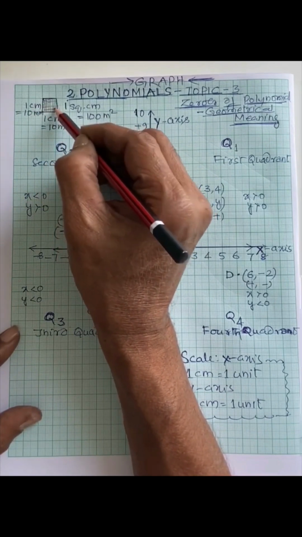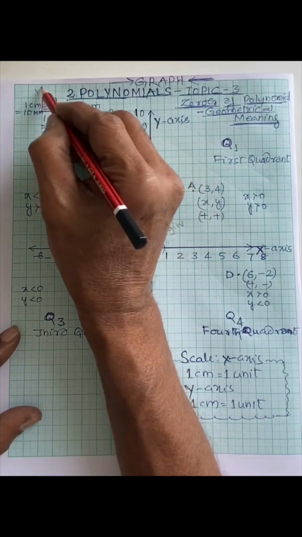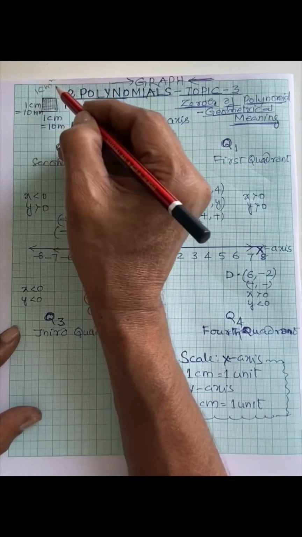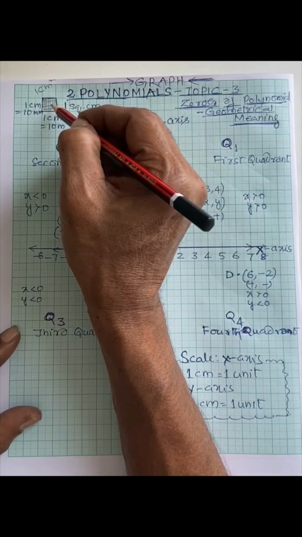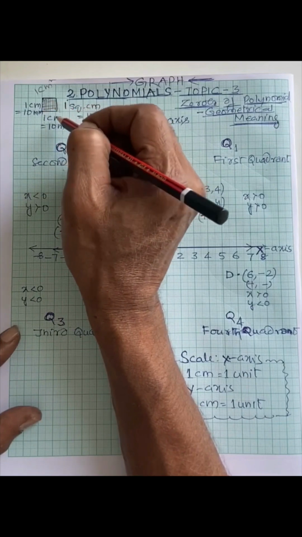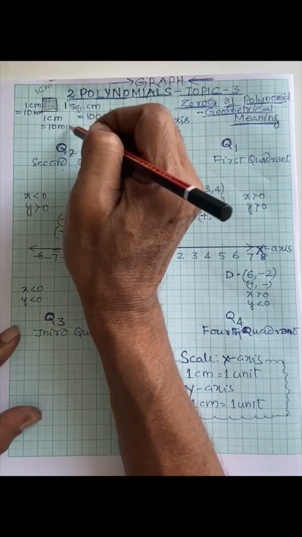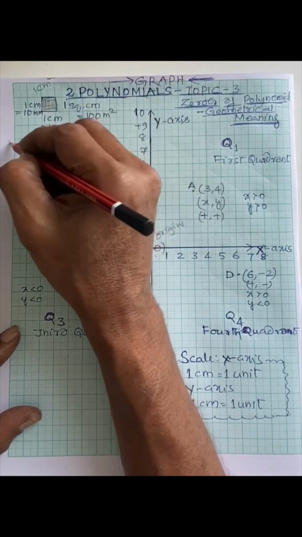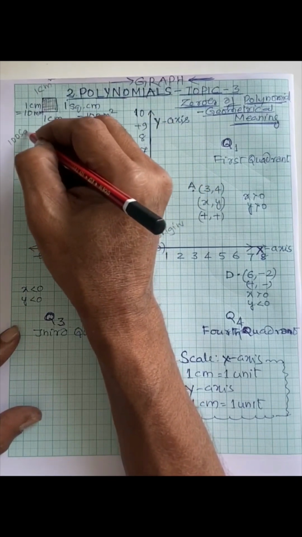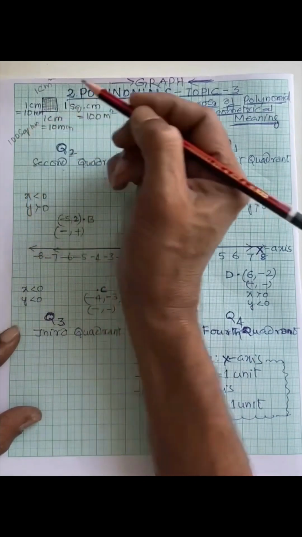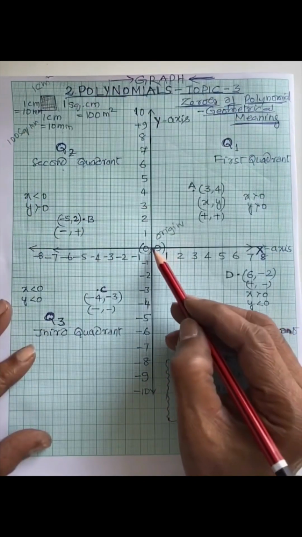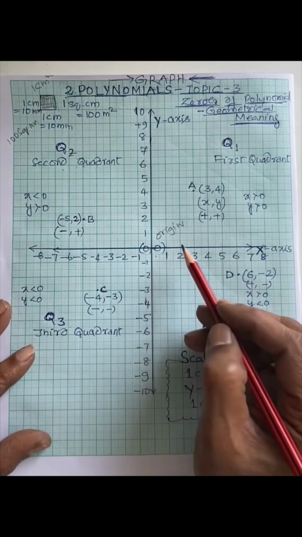In centimeters, it is 1 square centimeter area. In millimeters, it is 10 millimeters into 10 millimeters, 100 square millimeters. Now, this is 1 centimeter, you understand.